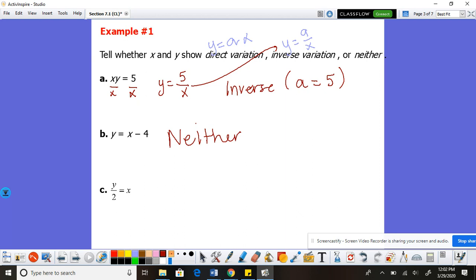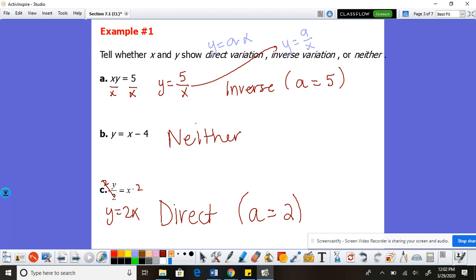Okay, so part C, once again, let's solve for y. Multiply by 2 on both sides, we'd get y equals 2x. If we look up here, that would look the same as the direct variation. And if I wanted to go a step further, my a is 2.